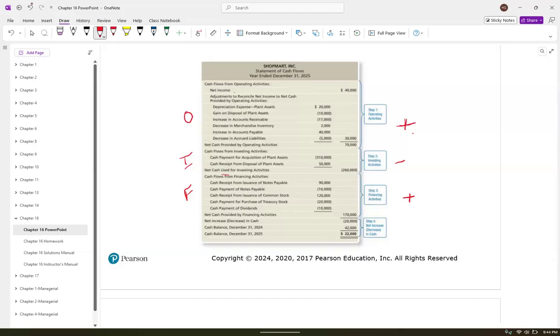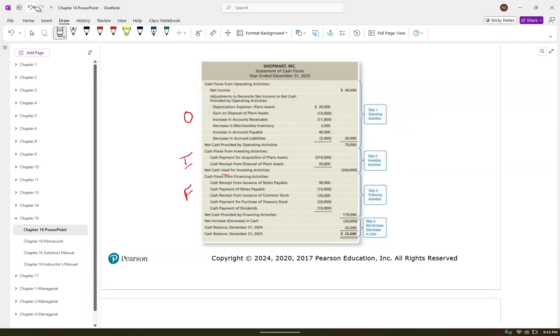So let's think about a brand new business. What would a brand new business look like? A brand new business would probably have a lot of negative operating activities, probably a big negative number. There would be a huge negative number in investing because you're buying a whole bunch of plant assets. There would probably be a huge positive number in financing because we're borrowing and issuing stock so that we can afford to buy all those long-term assets. So that'd be more of a brand new one.